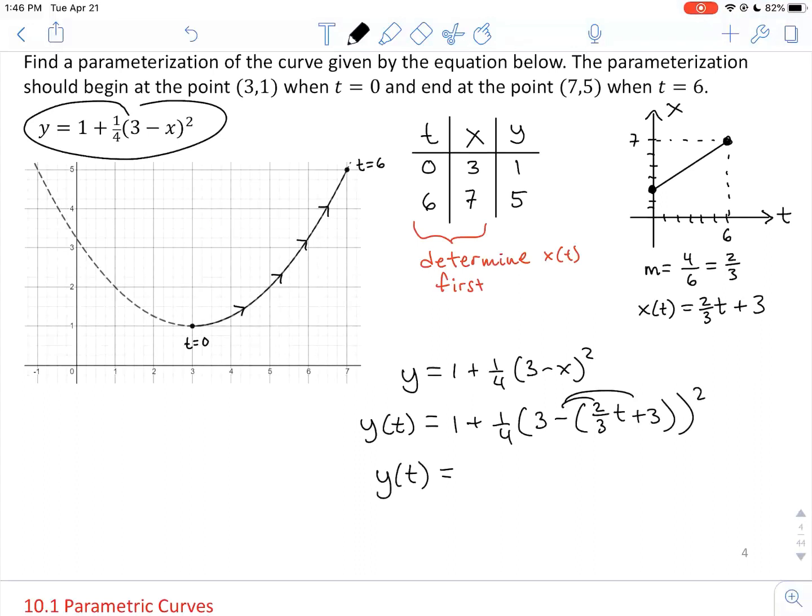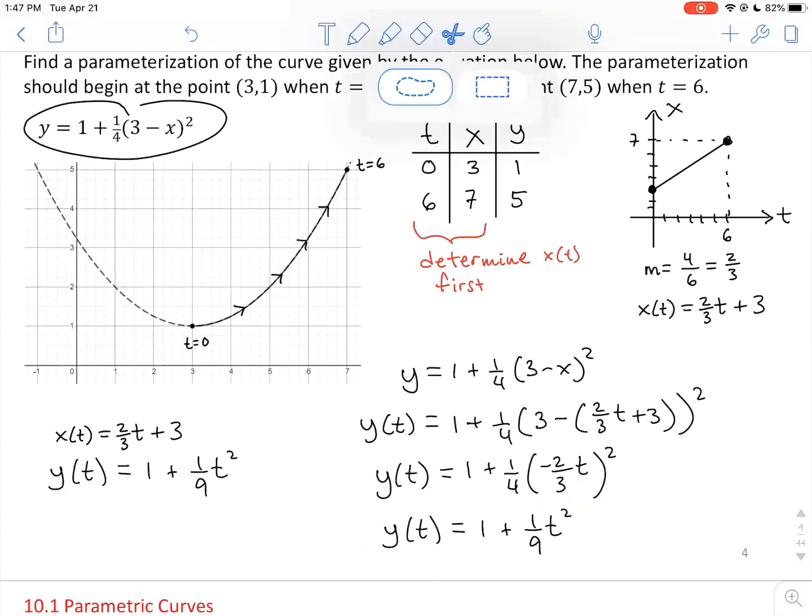This negative will distribute over these parentheses, so the 3's will cancel, and we'll just get 2/3 of t inside there, and that's being squared. And I might as well square that. It's going to become 4/9 of t squared, which means that 4/9 times a quarter is 1/9. So when all the simplifying is done, you should just wind up getting 1 plus 1/9 of t squared. Put our two functions side by side. Also specify our interval: time is in the interval from 0 to 6. And this should accomplish our objective.